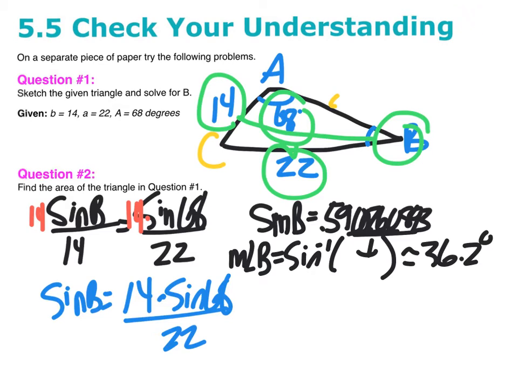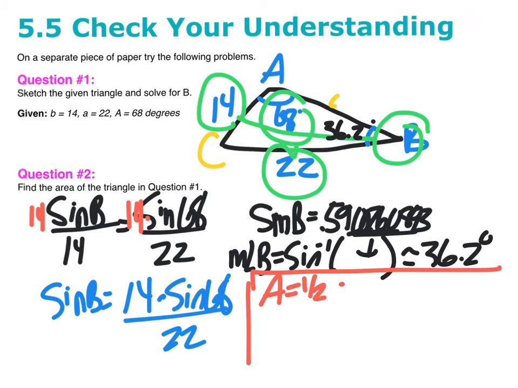Now, I'm going to put that in the picture, that this is going to be 36.2 degrees, and answer the next question. Find the area of this triangle. Now, recall, to find the area of the triangle, I can't use 1/2 base times height because it's not a right triangle. But I can use 1/2 AB sine of C, which means take two side lengths and then take the angle of the other side length and put that in the sine value.